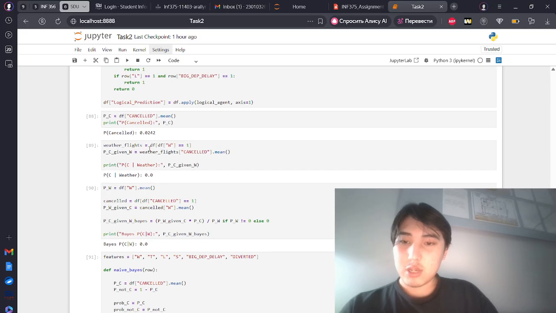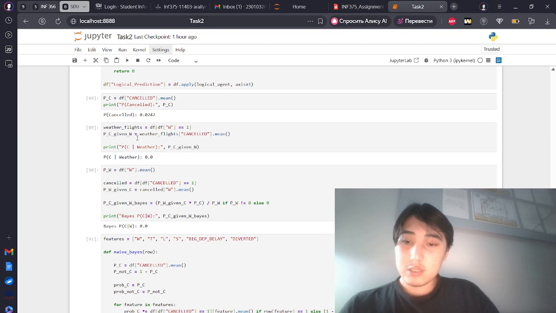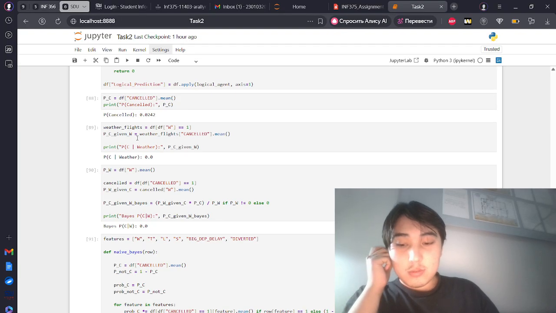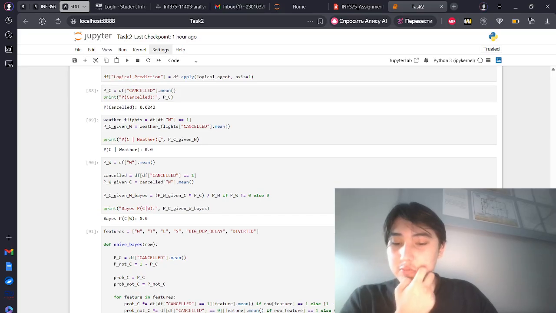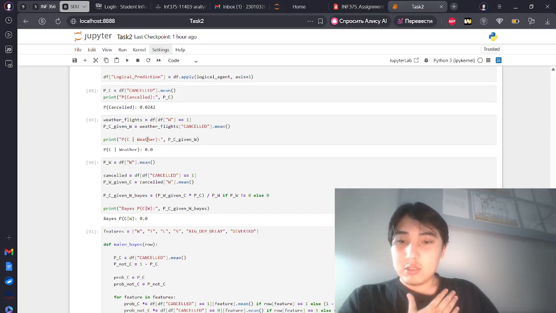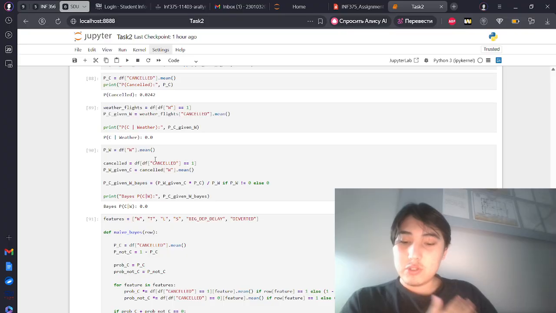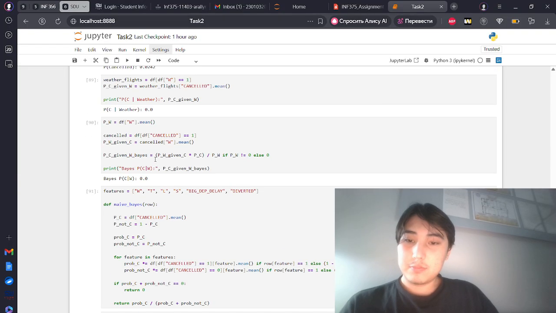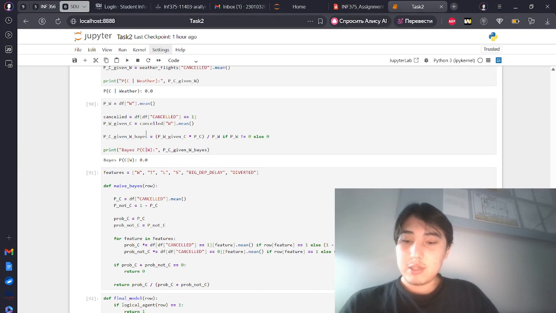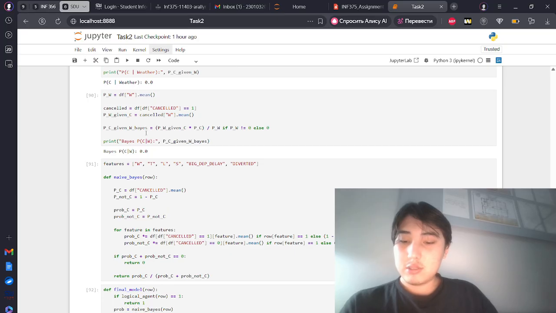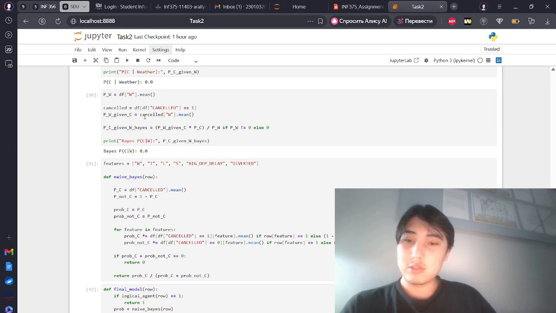This shows how often the flights are cancelled without any conditions. Then I found the conditional probability, for example the chance of cancellation given the weather delay or traffic delay. This helps to understand how each feature affects the cancellation. The next one is the Bayes theorem. It calculates the probability of a flight being cancelled given multiple conditions. I added smoothing to avoid zero probabilities.